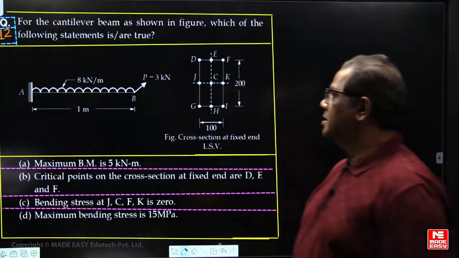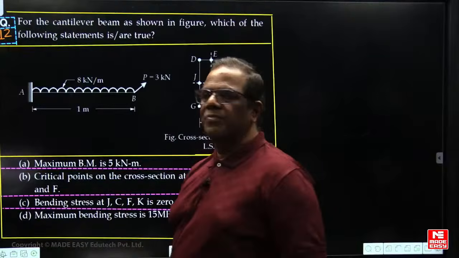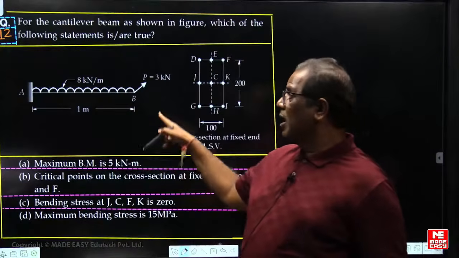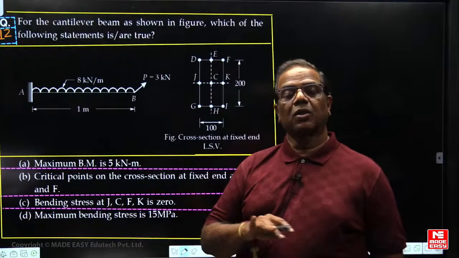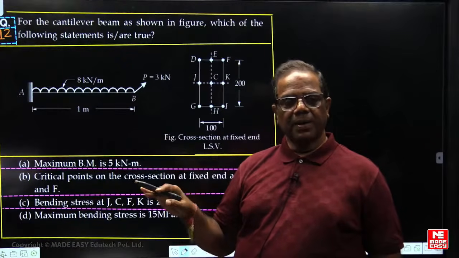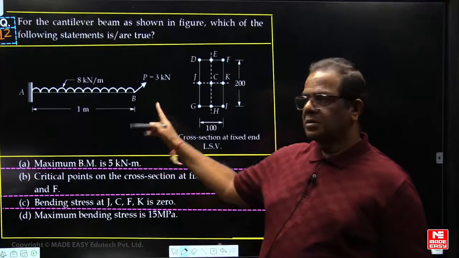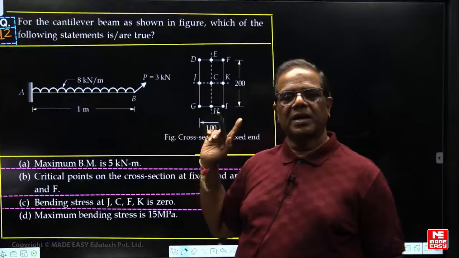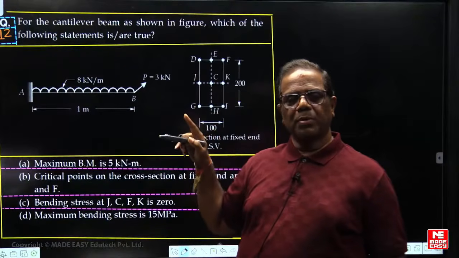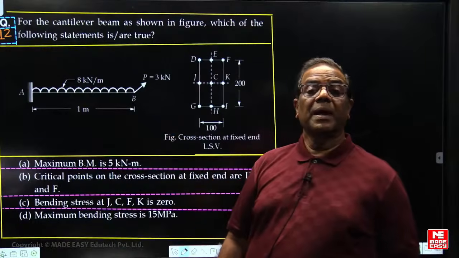So if a student can give the answer for this question correctly, he is completely thorough with what now? SFD, BMD as well as the bending stress chapter. A similar question was given, but I modified it. In the GATE exam, probably GATE 2022 or 23, they asked this question.